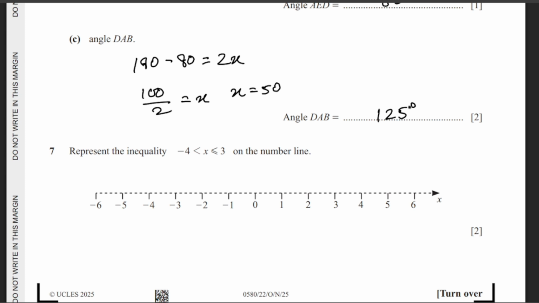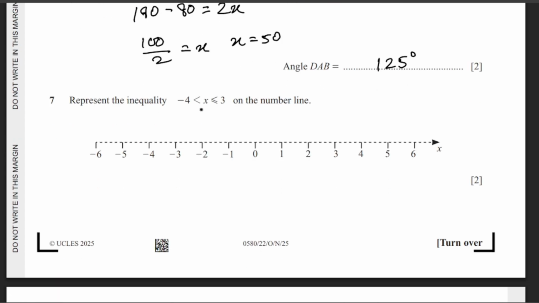Represent the inequality minus 4 is less than x, and x is less than or equal to 3, on the number line. First thing we need to know is how to use a number line. We have numbers from -6 to +6 shown over here, and I feel it's always best to separate this into two inequalities. So write down x is less than or equal to 3 and x is greater than -4. Always look at which side this opens to. This opens towards x, this opens away from x, so make sure however you do it, it's the same way.